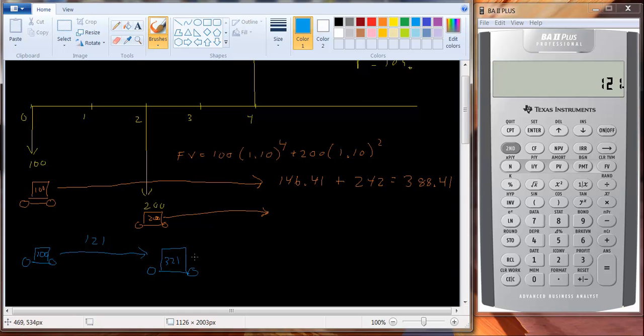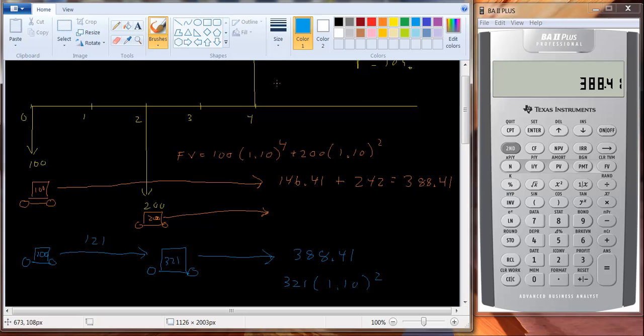So the 321, so it's kind of carpooling here, carpooling in finance, goes out to year 4. So it goes two more units. It goes a distance of 2, so that's going to be 1.1 squared times 321. So that's 388.41. So we get the same thing again, 388.41. Okay, so this was 321. I should have written that down first, times 1.10 squared. So you can see they can do it different ways.